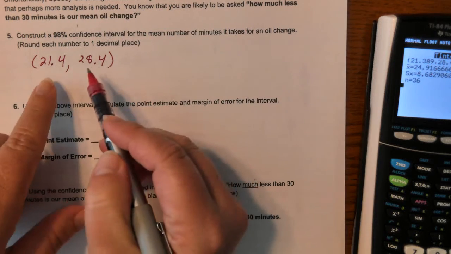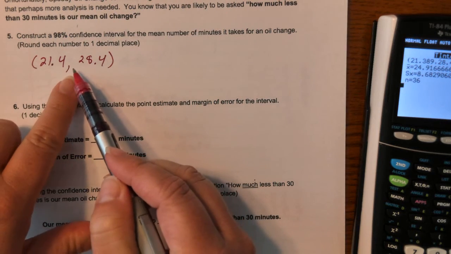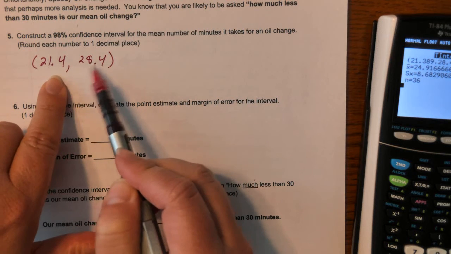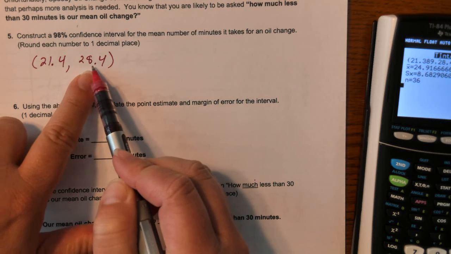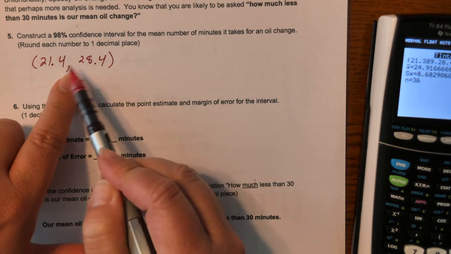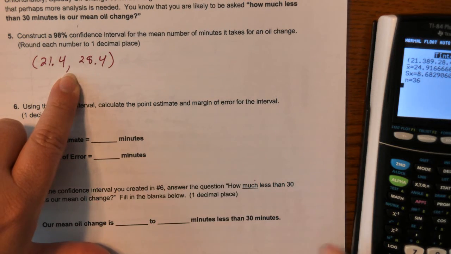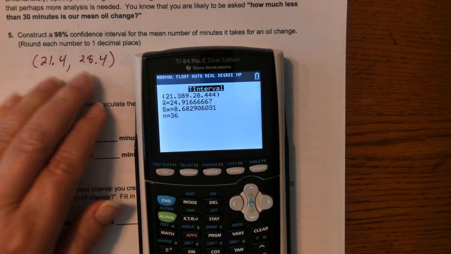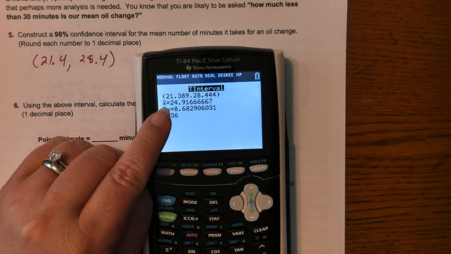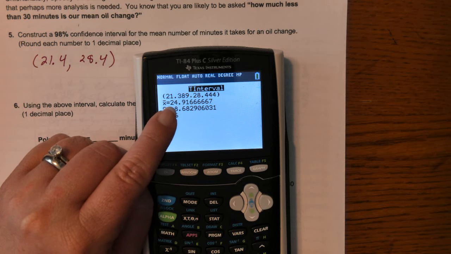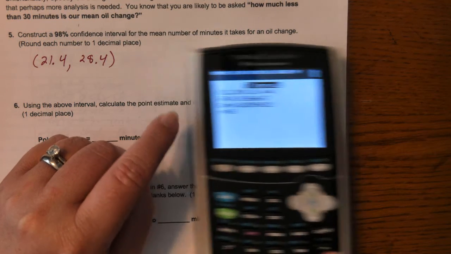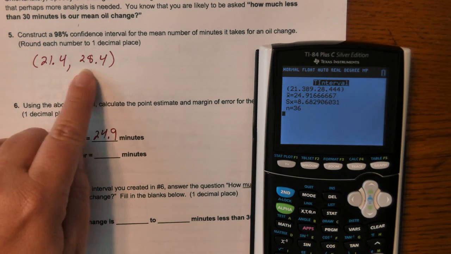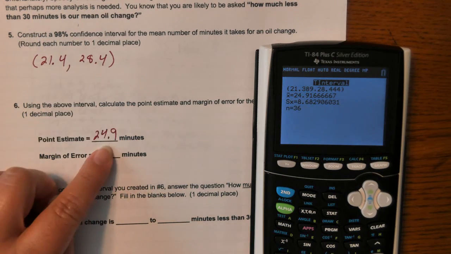Remember, point estimate is the number in the middle. Now, we need to find the middle number. What's halfway between 21.4 and 28.4? Certainly you could average these together. You could take 21.4, 28.4, add them together, divide by 2, and that would give you the point estimate in the middle. Your calculator also just tells you the point estimate. Okay, remember, since this is about means, x bar is the average or the middle. So 24.9 would be the halfway mark. Okay, and certainly you could average them together and verify that.